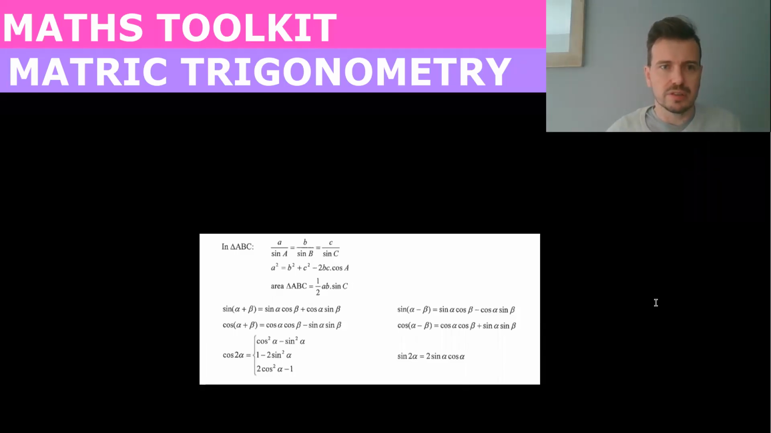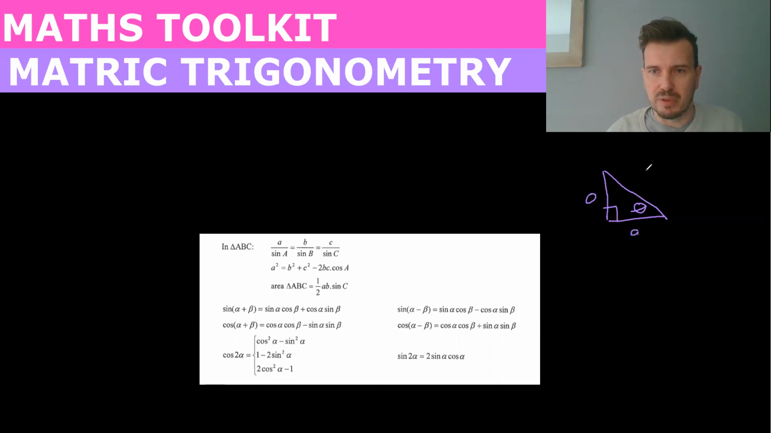Okay, so last time we did the formulas for trig where you have a right angle triangle and you have theta and you have the opposite, adjacent, and hypotenuse. Now, in the formula sheet for Matric, they don't give this stuff to you. They give you these formulas, which are based not on a right angle triangle, but any triangle. So it doesn't really matter what the angle is. It can be any triangle.